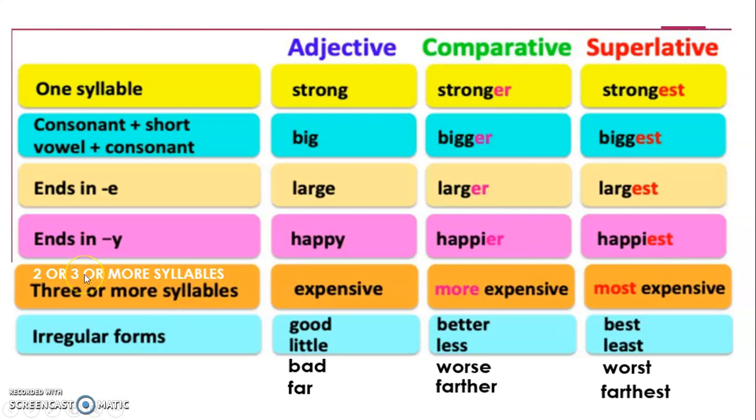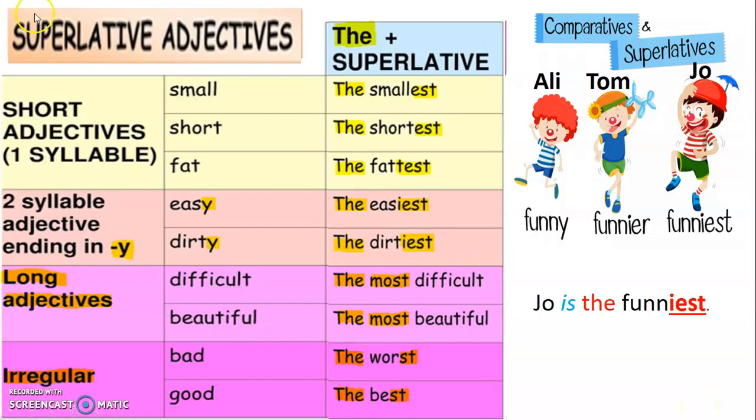When you have a long adjective this time, then you need to use the most expensive. For example, expensive becomes the most expensive. And finally, you have the irregular forms. Good becomes the best. Little, the least. Bad, the worst. Far, the farthest. So here, how the superlative adjectives are made.